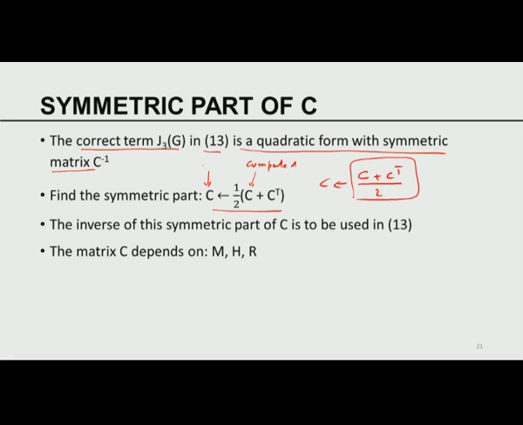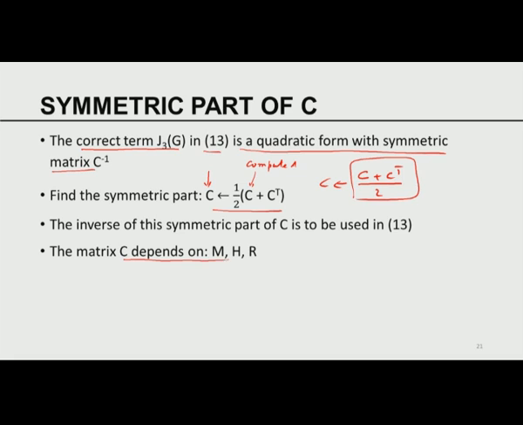This is the C that is used in the left hand side. C is the one that is used in 13. So you compute the deterministic part of the computed C, and that becomes the new C, whose C inverse is the one that is going to be used in the quadratic function. The inverse of the symmetric matrix of C is the one that is used in 13, and I would like to re-emphasize the fact which I have already mentioned.